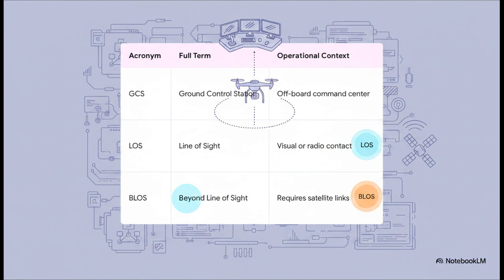Let's break down operational control. A GCS is your ground control station, that's the off-board command center. But the real game changers here are LOS and BLOS. Line of sight means you have direct visual or radio contact with the aircraft. But beyond line of sight, or BLOS, that drastically changes the operational complexity. To fly BLOS, you suddenly need forward and return links bounced off satellites. The vocabulary literally defines the engineering requirements.